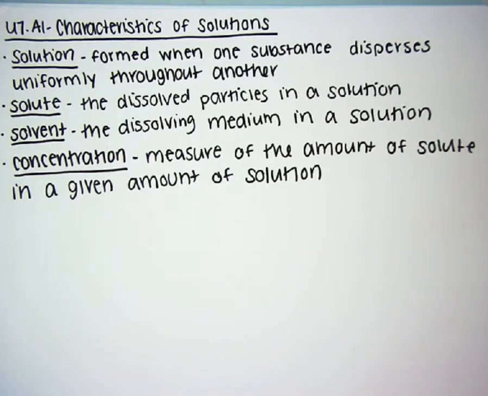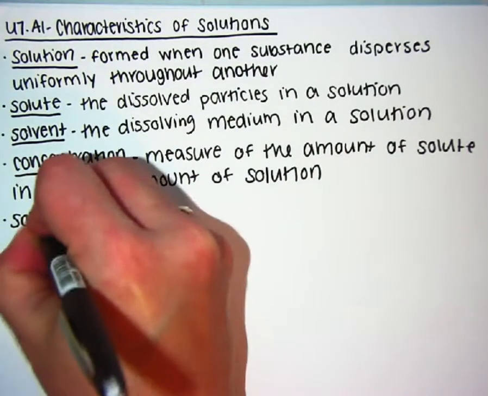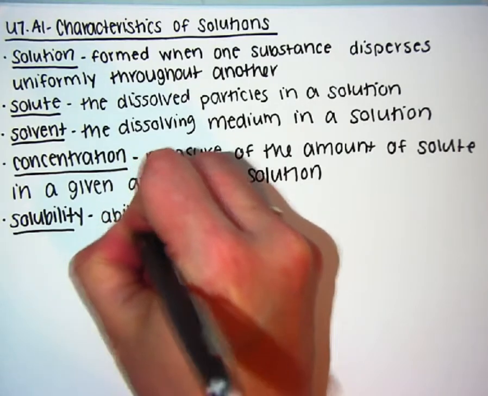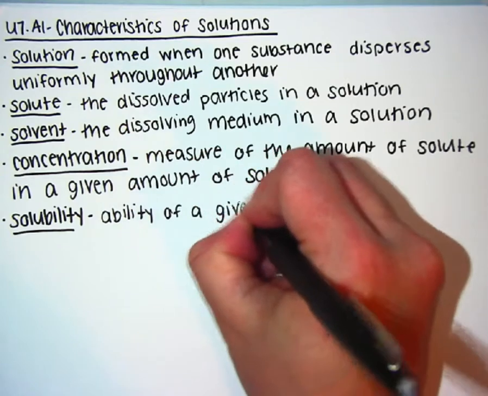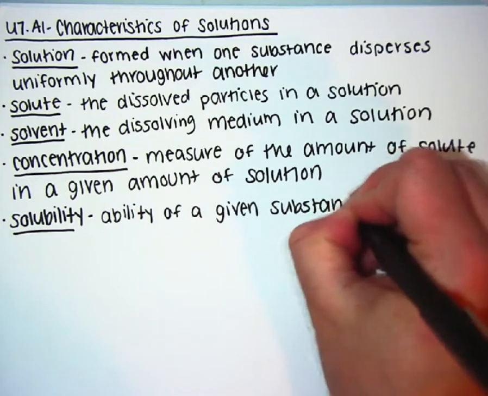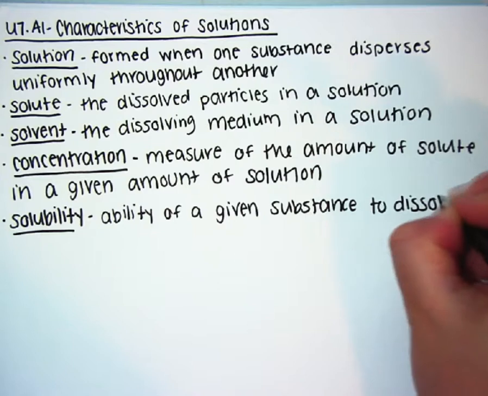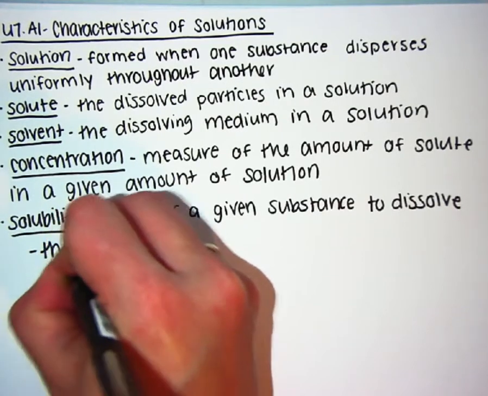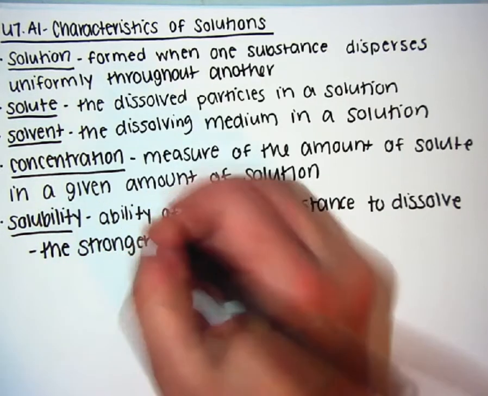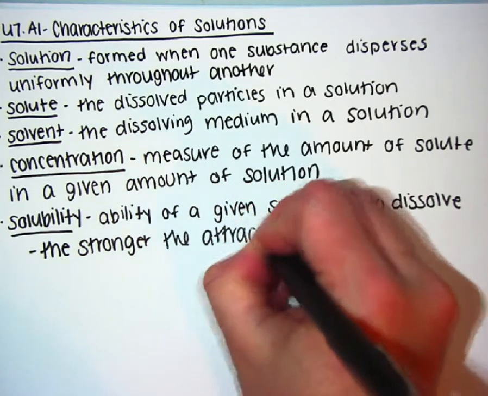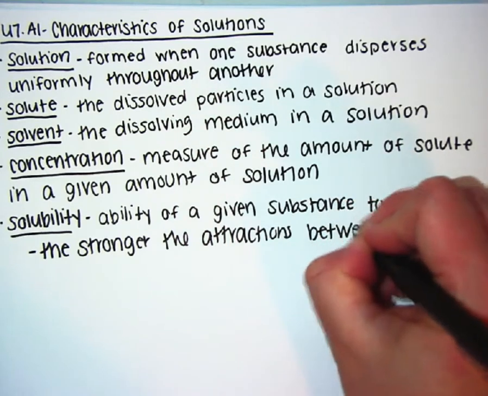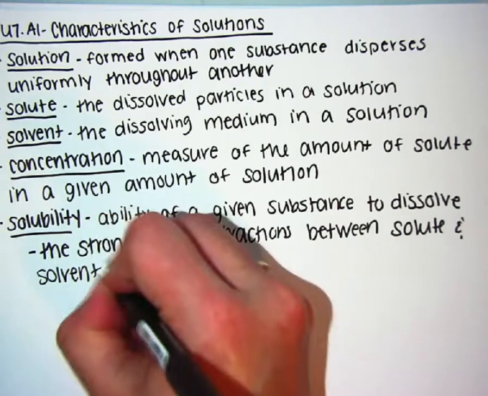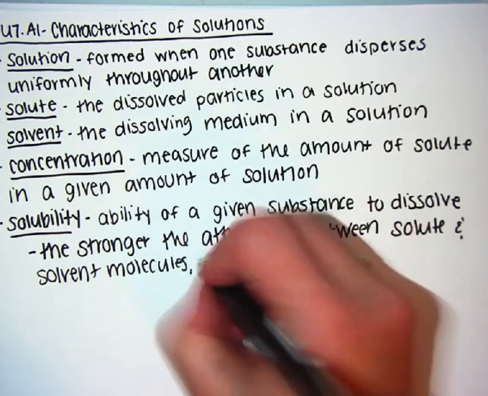We keep talking about solubility. We've talked about solubility rules back in first semester. Solubility is just the ability to dissolve. The ability of a given substance to dissolve. When it comes to solubility, the stronger the attractions between solute and solvent molecules, the greater the solubility.